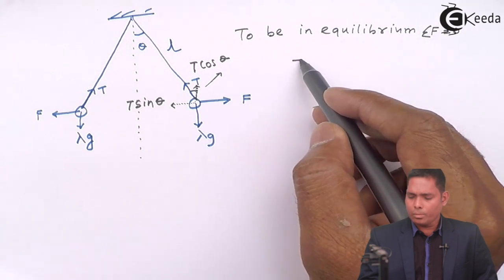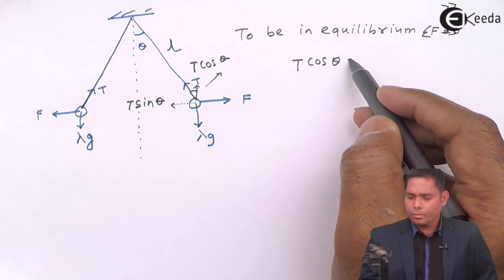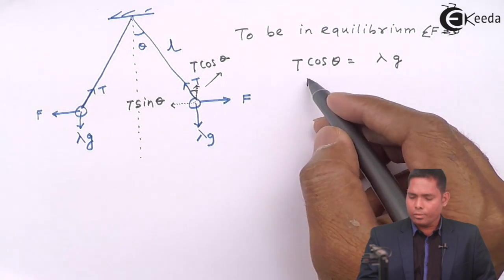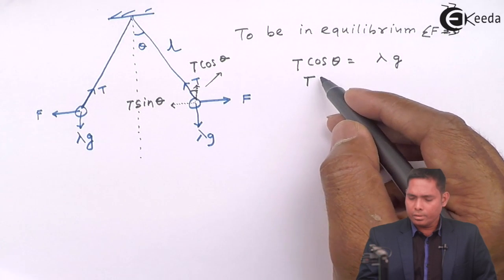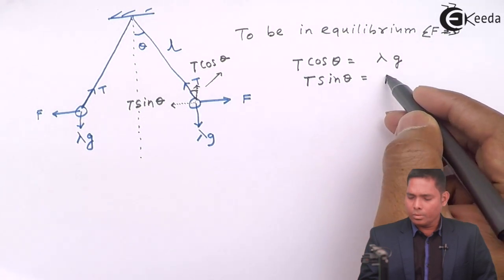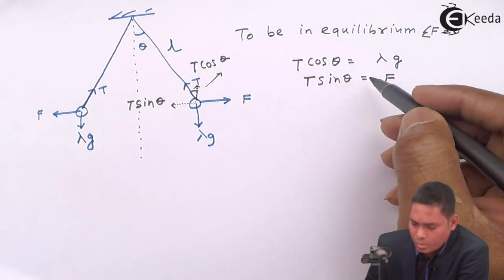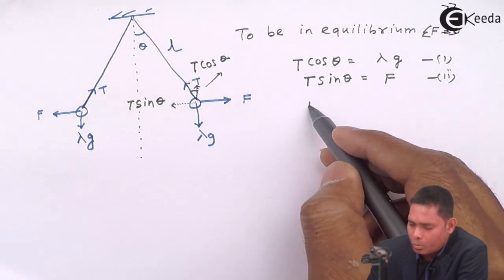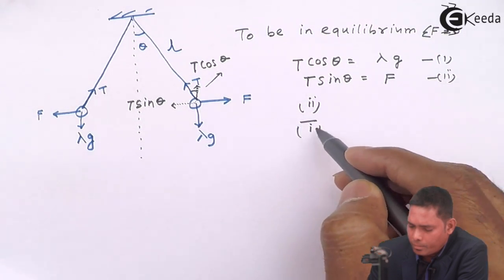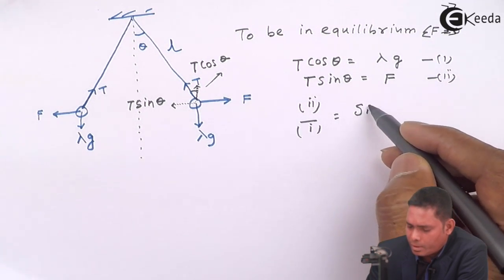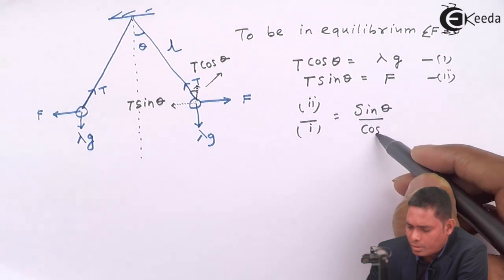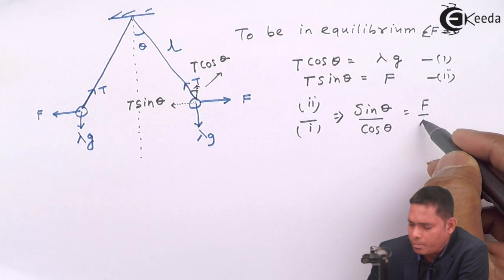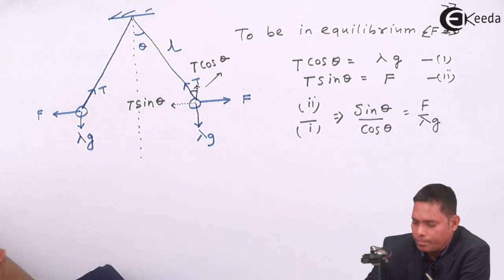Now you can see that this T cos theta balances the lambda g value, the vertical forces will balance out. So from here I'll write that T cos theta equals lambda g, and similarly T sin theta must be equal to F. So if I divide these two equations, 2 by 1, I will have sin theta by cos theta, T will cancel out, is F divided by lambda into g.